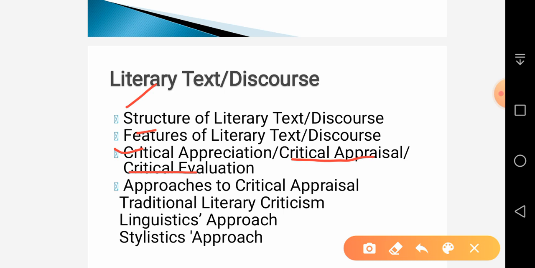Then I'll be discussing individually the approaches to critical appraisal, and these three approaches will be discussed: traditional literary criticism, linguistics approach, and stylistic approach.